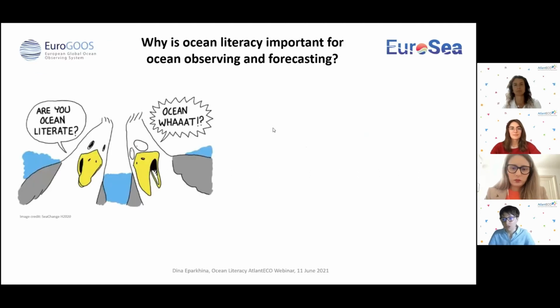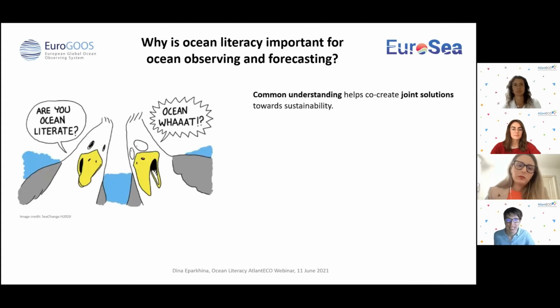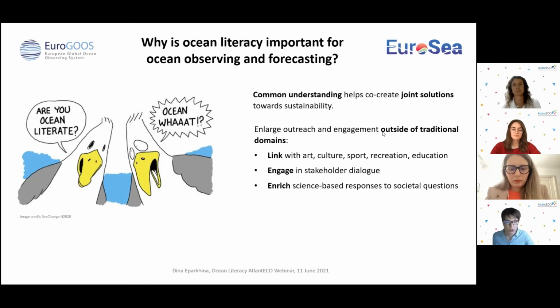But why is ocean literacy important for what we do? You will see here an image from the Sea Change project. We were not involved. I'm just using the very nice image here. We feel that ocean literacy is a fantastic tool, or even many tools, to promote common understanding. Really, ocean literacy is about reaching a baseline of understanding, and that, of course, is very important to co-create joint solutions towards sustainability.